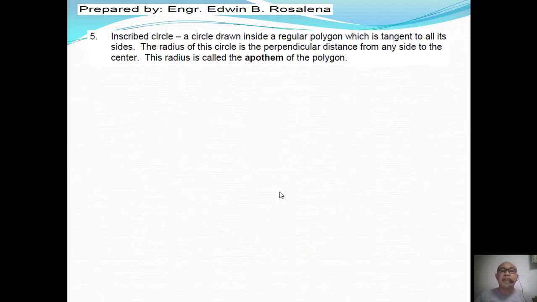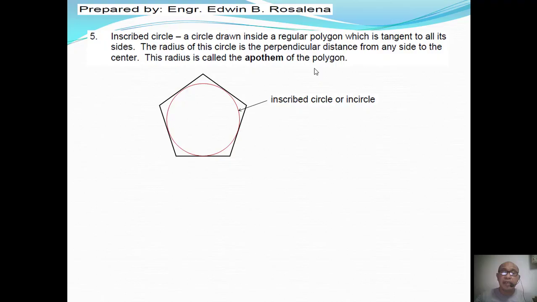We have also the inscribed circle. An inscribed circle is a circle drawn inside a regular polygon which is tangent to all the sides. The radius of the circle is the perpendicular distance from any side to the center, and we term it as the apothem of the polygon. The apothem of the polygon is the radius of the inscribed circle of a regular polygon. So we have here an inscribed circle, then we have here the radius, and this is what we call the apothem.